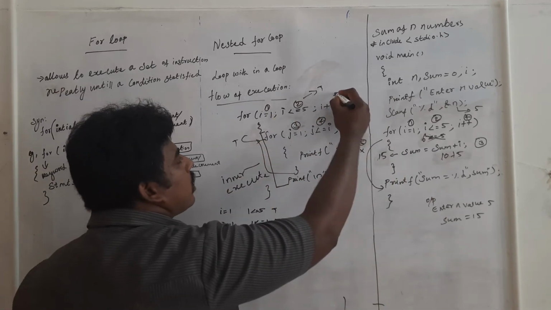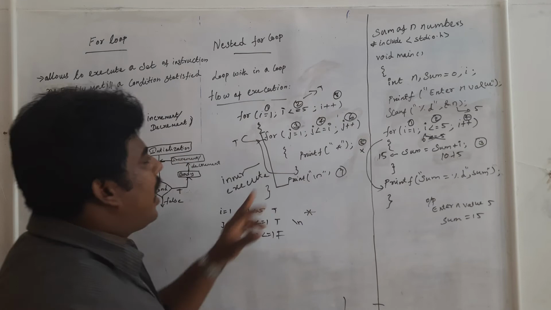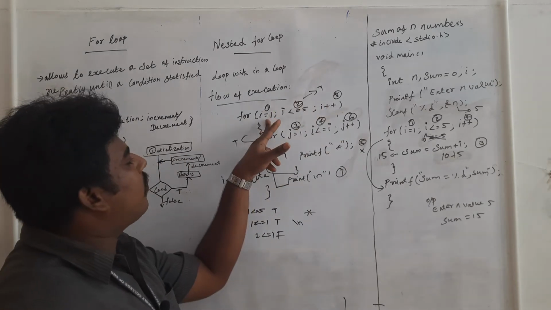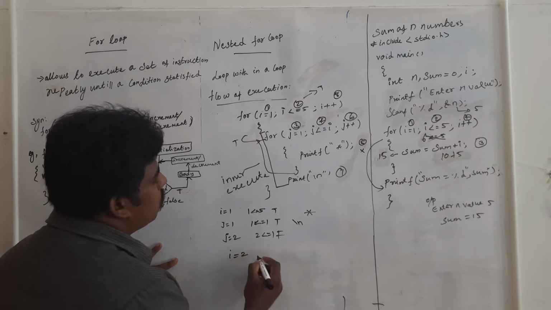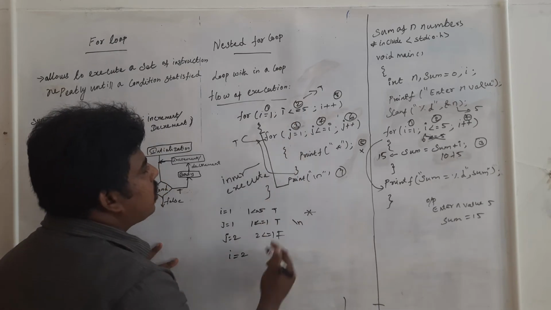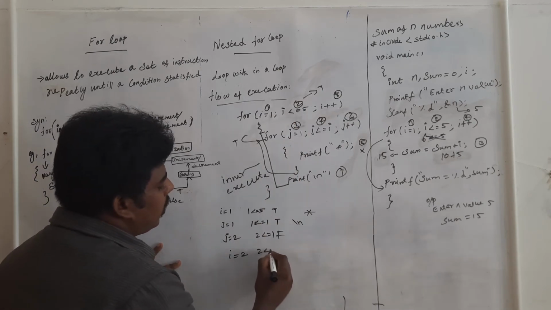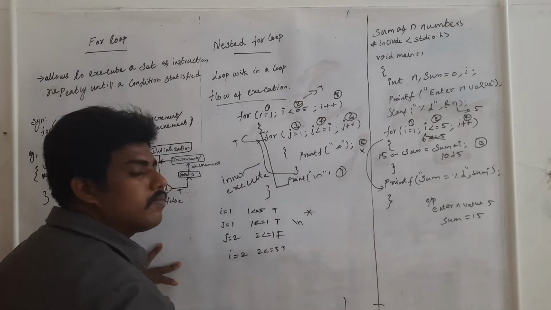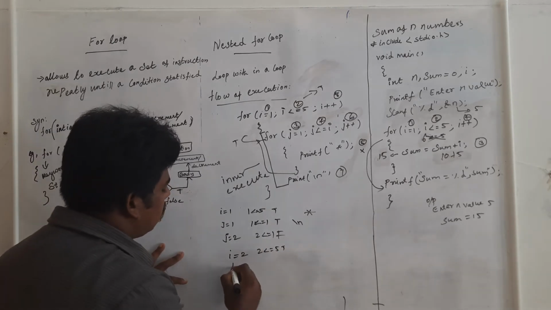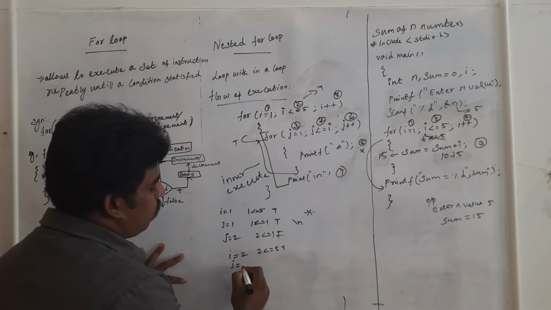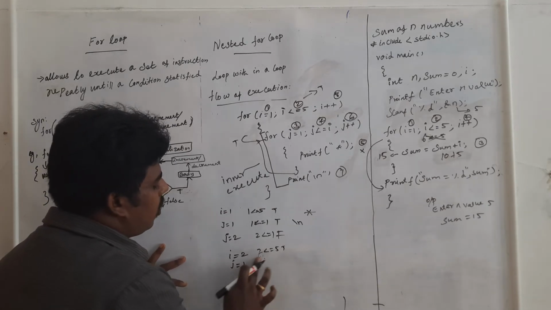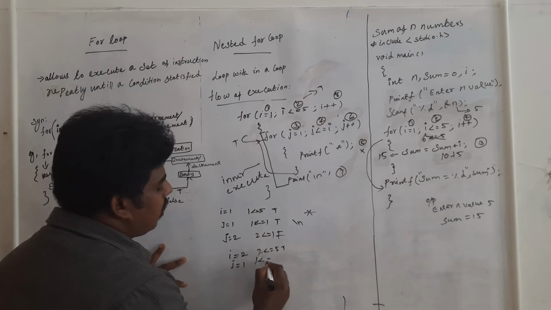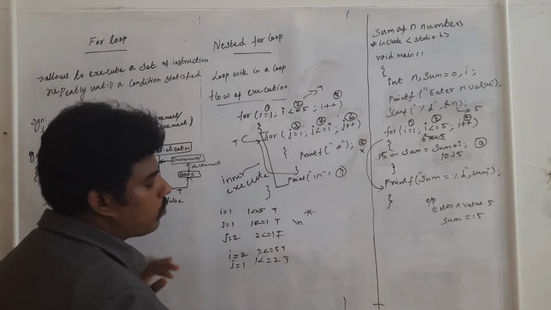This is the 8th step, i plus plus. Now what is the i value? 2. Now i value is equal to 2. Whether this condition is true or false: 2 less than equal to 5, condition is true. Now j equal to 1. What is the j value? 1 less than equal to 2, condition is true.